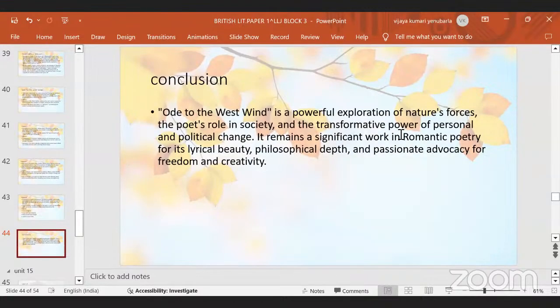It remains a significant work in romantic poetry for its lyrical beauty, philosophical depth, and passionate advocacy for freedom and creativity.